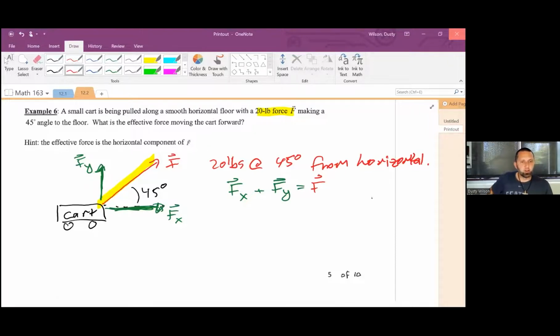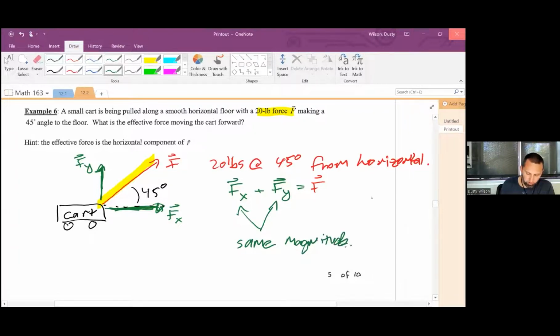Since we're pulling at an angle of 45 degrees, it should be pretty reasonable to think that the magnitudes of Fx and Fy are the same, right? Common sense would say these guys have the same magnitude, but we'll see that shortly. You should also be able to see that there's no y in Fx and there's no x in Fy.